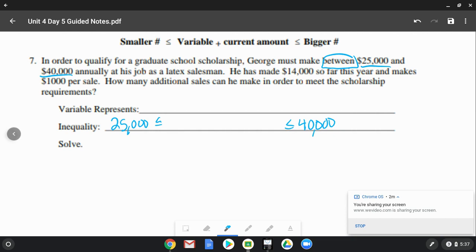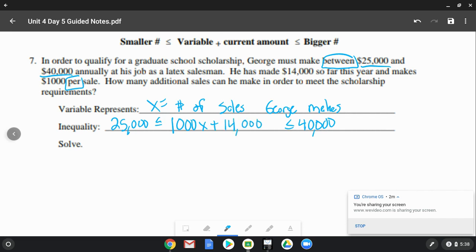He has made $14,000 so far and makes $1,000 per sale. How many additional sales can he make in order to meet the scholarship requirements? So when we're finding my variable, it's always that last sentence on whatever you're looking for. So x would be the number of sales George makes. And it says that he already made $14,000 and he makes $1,000 per sale. So that per, once again, means multiplication. So I'll do 1,000x plus the 14,000.